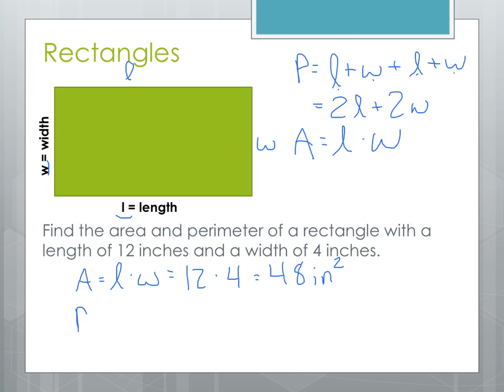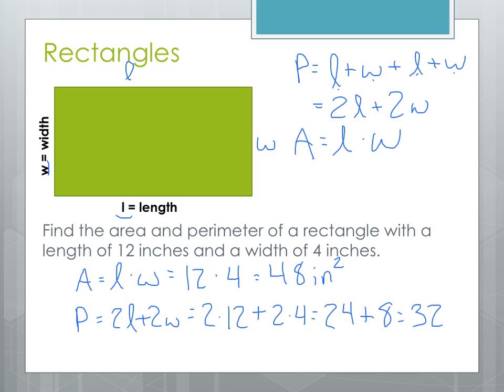The perimeter is going to be 2 lengths plus 2 widths. So we could say that's 2 times 12 plus 2 times 4. We'll have to do the multiplication first. 2 times 12 is going to be 24, plus 2 times 4 will be 8. So when we add those two together, we'll get 32 inches. Regular inches, not squared, because we're finding perimeter.